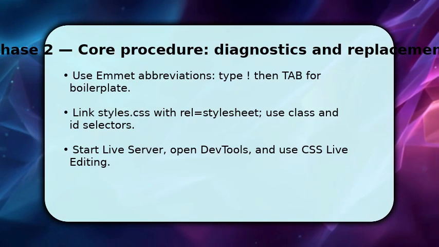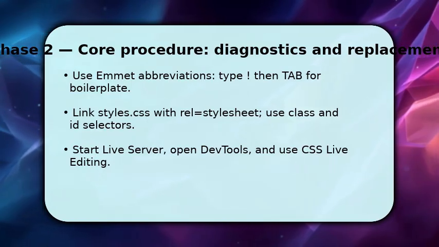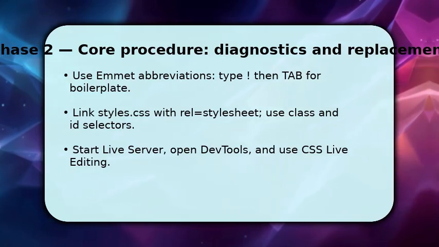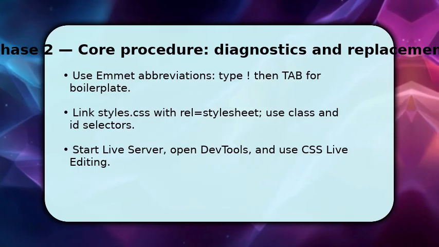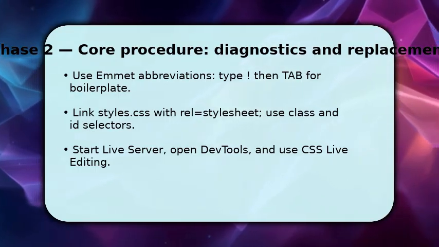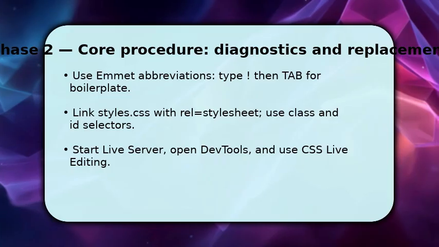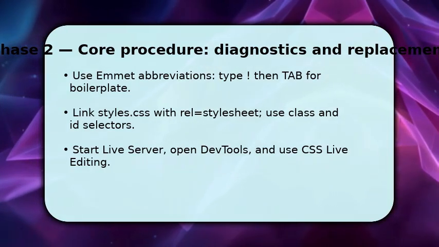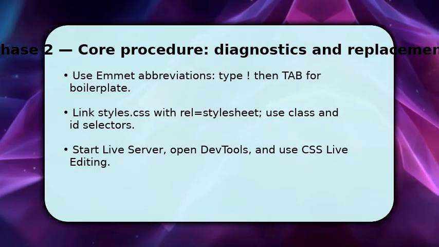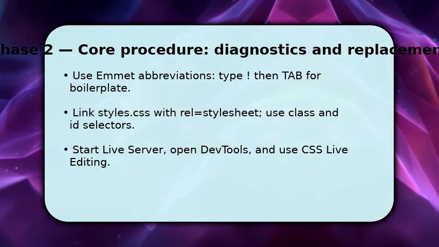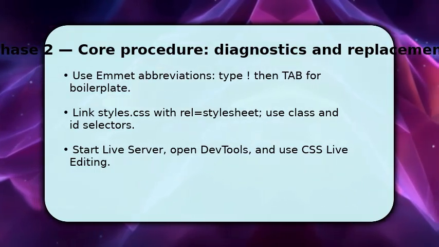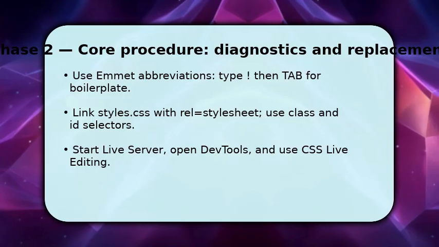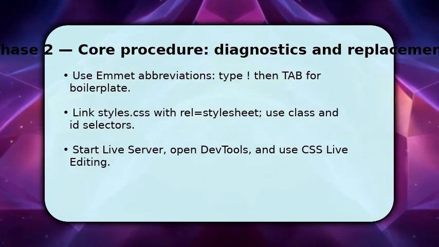You now scaffold HTML quickly using Emmet, type exclamation then press tab to generate the boilerplate, then link styles.css with rel equals stylesheet so the browser loads styles. Once linked, create semantic elements and add class and ID selectors to target styles precisely. Start Live Server to open a browser preview, then open DevTools to inspect elements and test CSS changes live. This workflow lets you iterate rapidly. Change a rule, save, and watch the page update so you understand cause and effect.